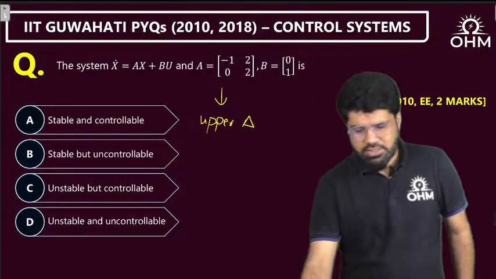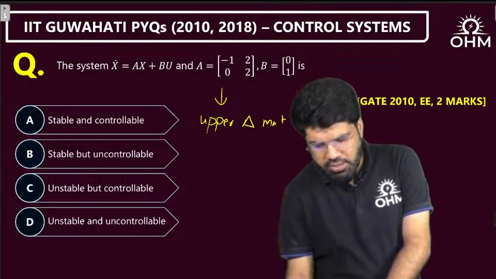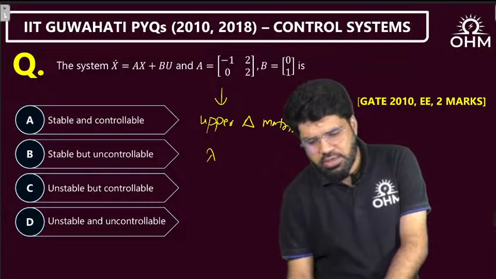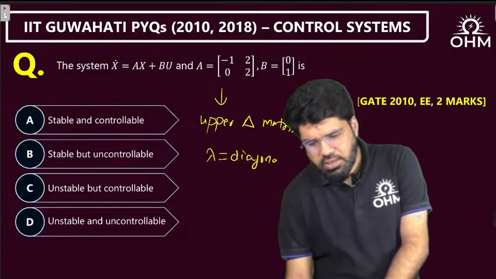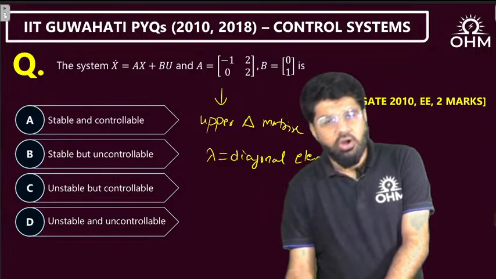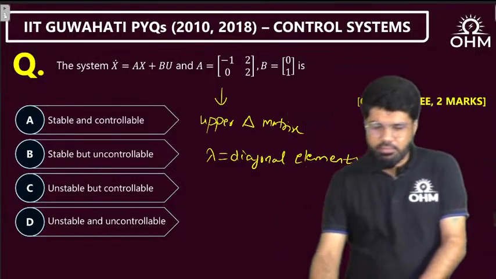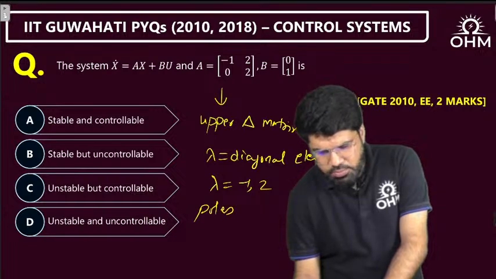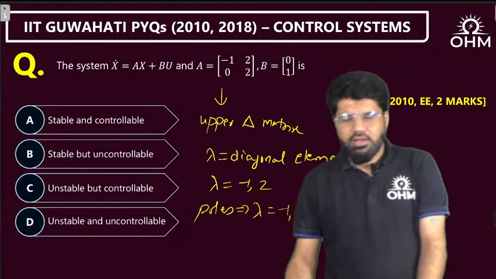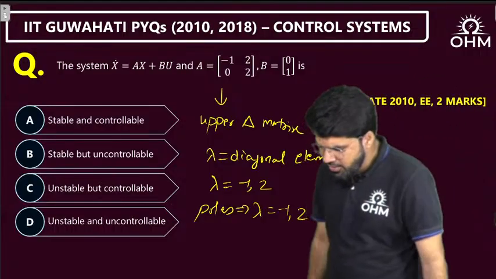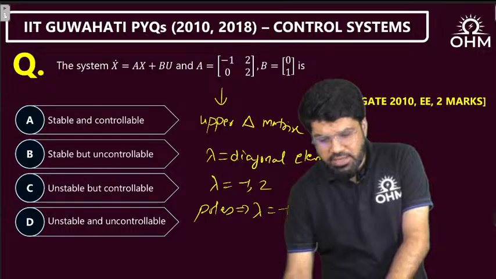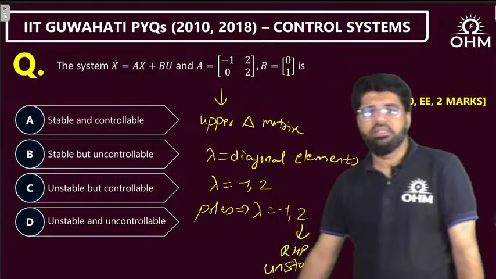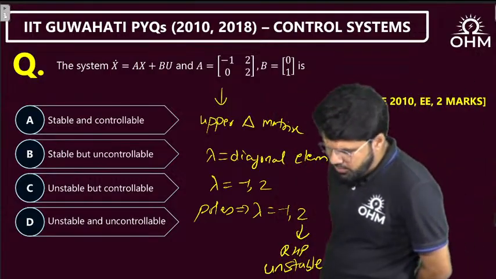It's an upper triangular matrix, so what are the eigenvalues? For any upper or lower triangular or diagonal matrix, the eigenvalues are equal to the diagonal numbers. So the eigenvalues are -1 and 2, and the poles of a control system are the eigenvalues of matrix A. So the poles are -1 and 2, and 2 is in the RHP. An RHP pole leads to an unstable system, so the system is unstable for sure.